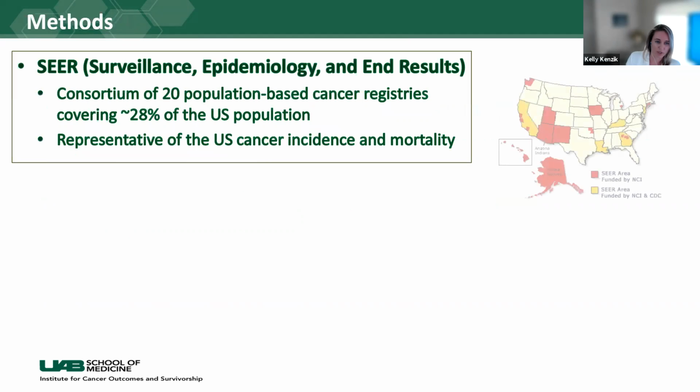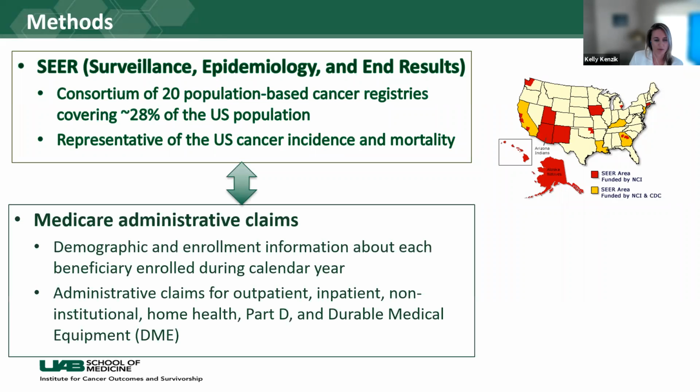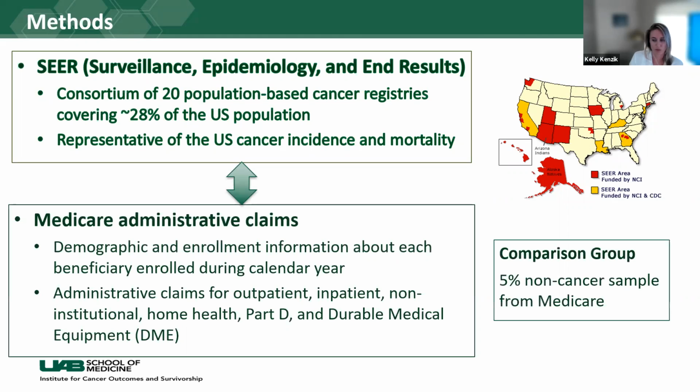To do this, we used another real-world data set, the Surveillance, Epidemiology, and End Results data, which I'm sure many of you are familiar with, and this was linked with Medicare administrative claims. It also provides a non-cancer sample randomly selected from Medicare. So this is strictly based on billing data and what is reported to Medicare in terms of reimbursement, combined with our National Cancer Registry data that captures about 28% of the US population.